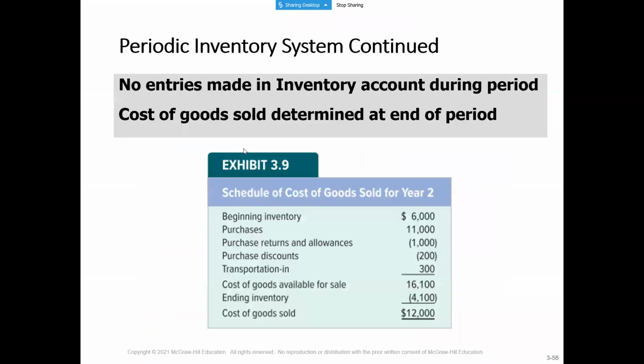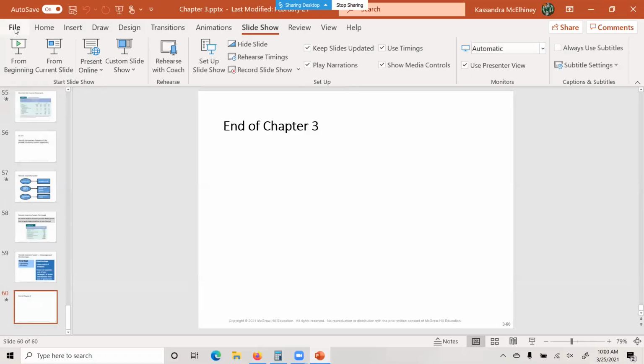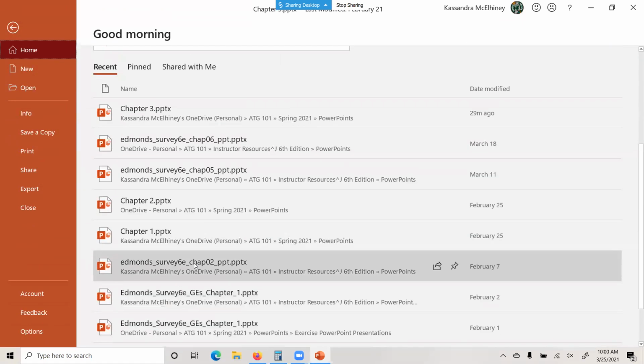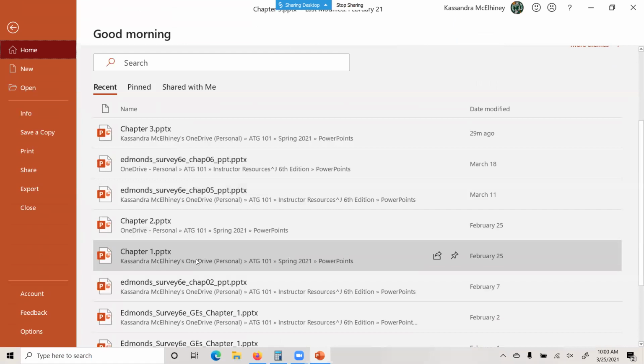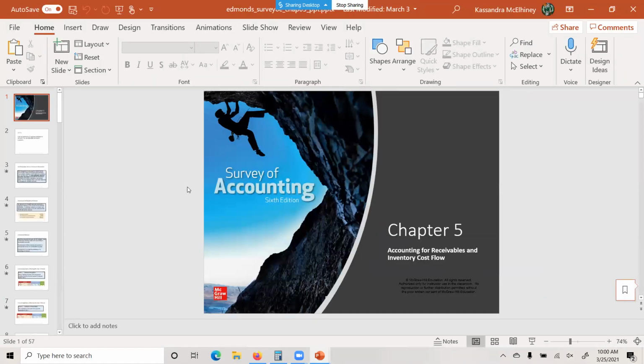Okay, so the appendix we did not cover, so that ends chapter 3. So we'll get into chapter 4 and go over that just briefly here. No, I'm sorry, chapter 5. We skipped 4. Chapter 4 was on internal controls, and we didn't need to cover that.